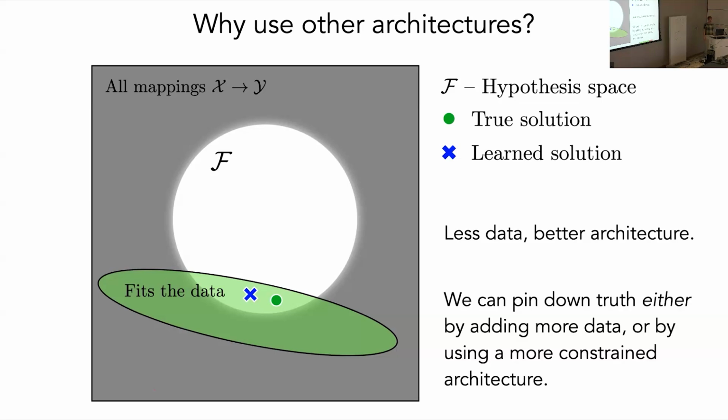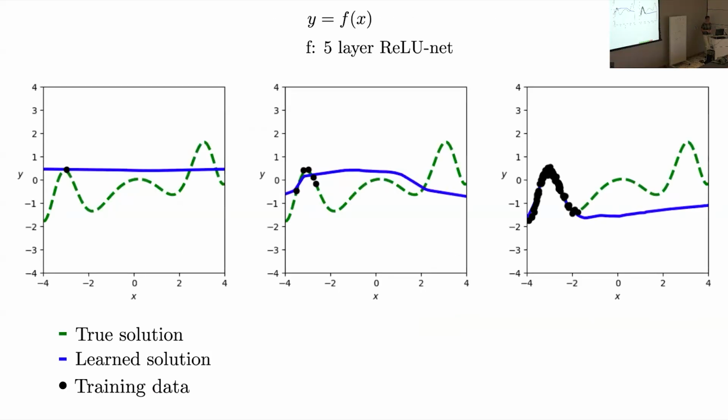So you can pin down the truth either by adding more data or by using a more constrained architecture. And the less data you have, sometimes the more constraints you have to build into your system. This also, if any of you are doing statistics, makes sense, right? Well, depends on how Bayesian you feel, but you need a better prior if you don't have as much data, right? Okay, so here's a really simple version of that.